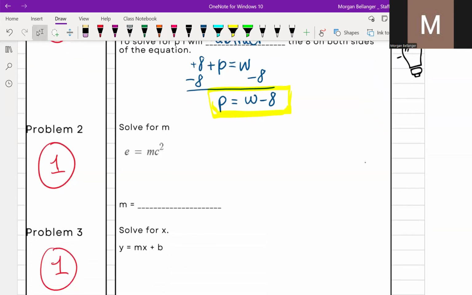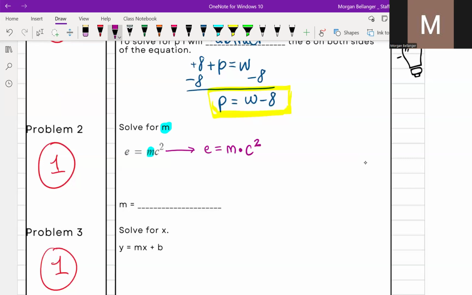Now if you scroll down, we have one that is a little bit different, where we are solving to get M by itself. Now I'm going to write this. So as a reminder, anytime you see a letter beside another letter or a letter beside a number, that is implied multiplication. So we have E is equal to M times C squared. Keep that in mind. So run through it.